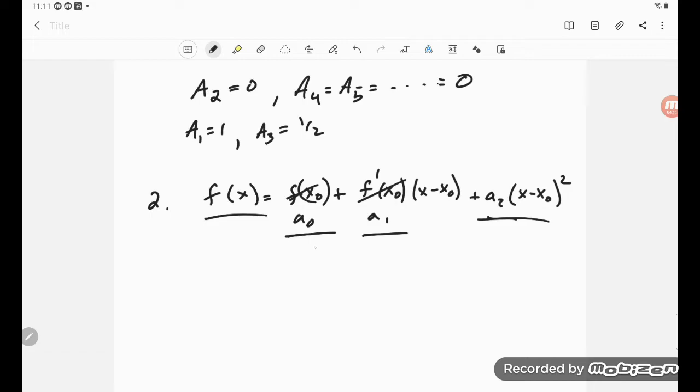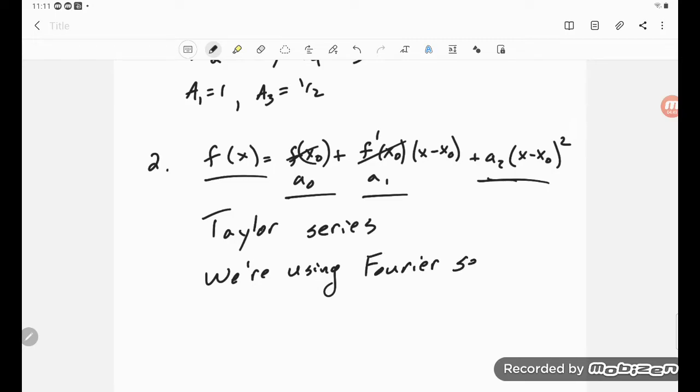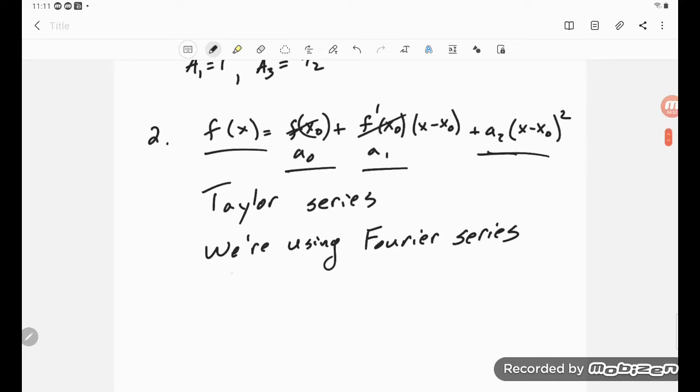Okay, so why not write some other function like a polynomial as an infinite sum of sine functions? Oh, why not? And that's exactly what's happening. These are called Taylor series here, and what we're using are Fourier series. Okay, and it's just that we're going to say f of x is some a1 sine pi x plus a2 sine 2 pi x and so forth.